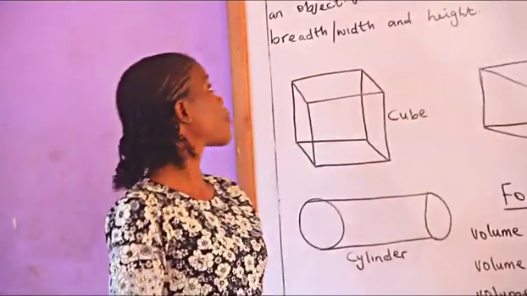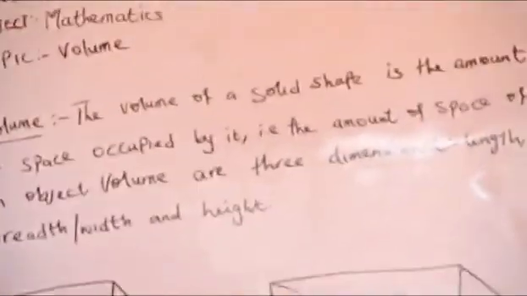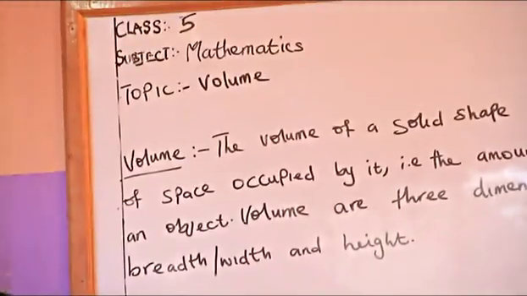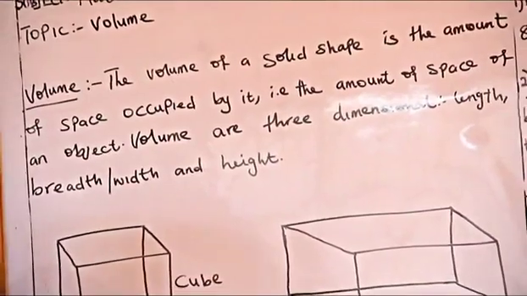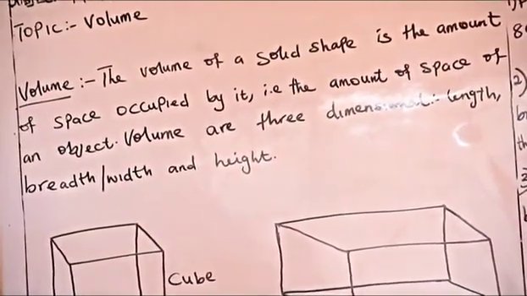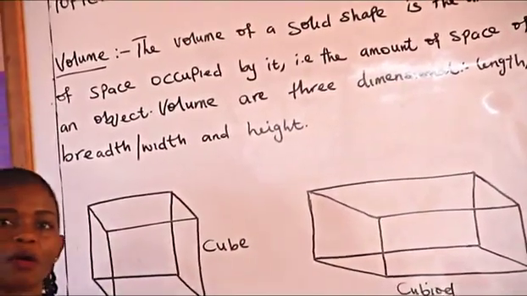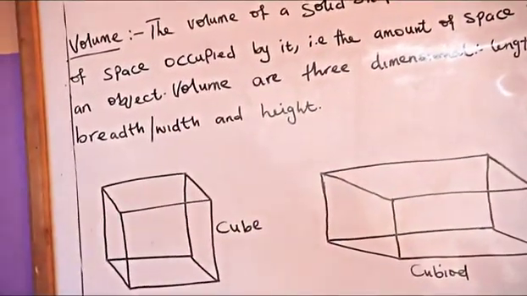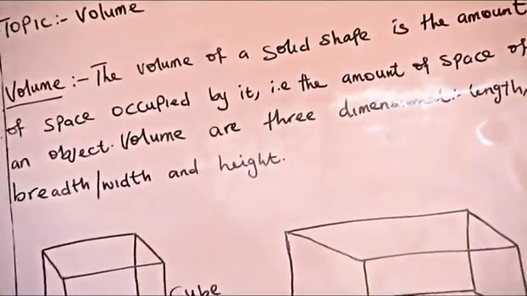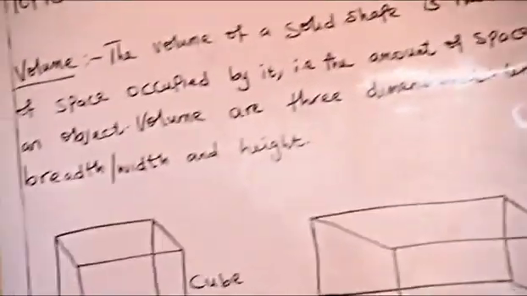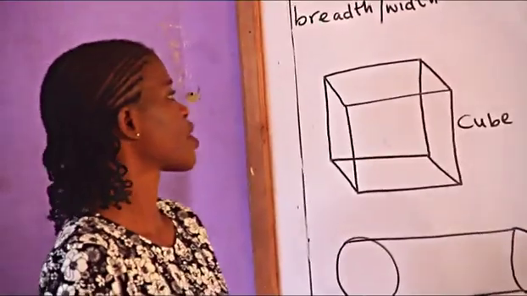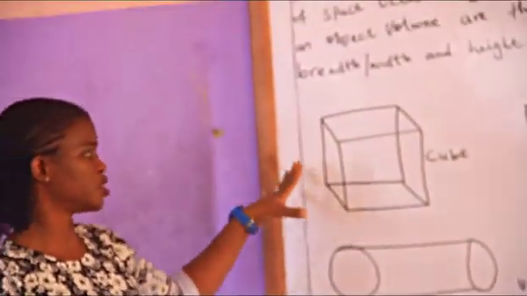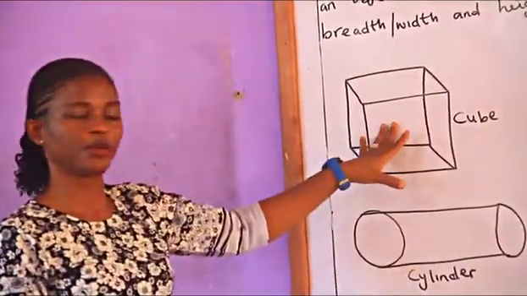Today, our topic for today is volume. And what is volume? The volume of a solid shape is the amount of space occupied by that shape, which means the amount of space of that particular object. Volumes are always three-dimensional, which is length, breadth or width, and height. For this lesson, we are going to be dealing with just three shapes: the cube, cuboid, and the cylinder.